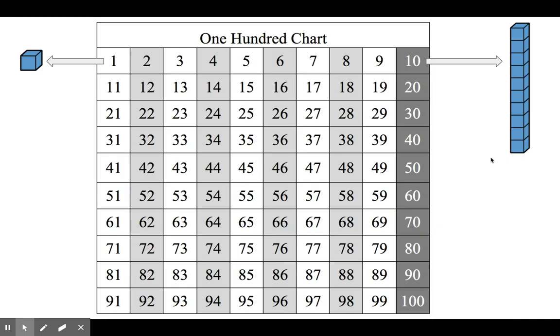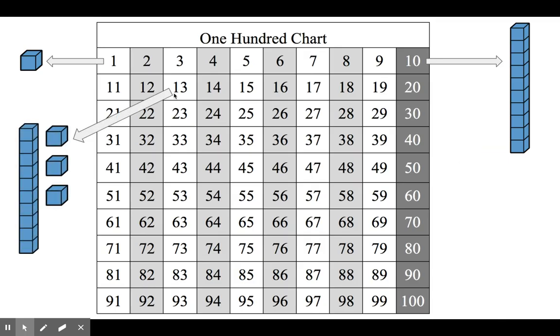Now, we can represent all numbers on the hundreds chart using place value blocks. Let's look at the number 13 as another example. 13 is represented by 1 ten. Do you see this digit 1 right here? That represents 1 ten. Here's our group of 10. And it has 3 ones. 1, 2, 3. So the number 13 is 1 ten and 3 ones. That's what it's worth. That's the value of the number 13.